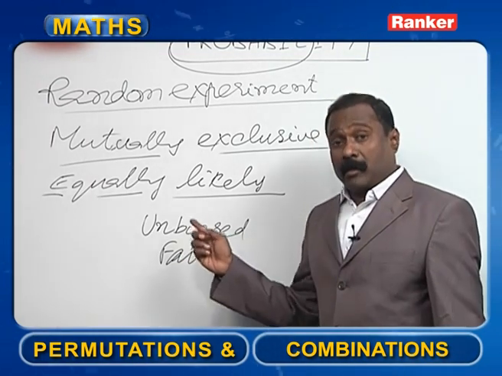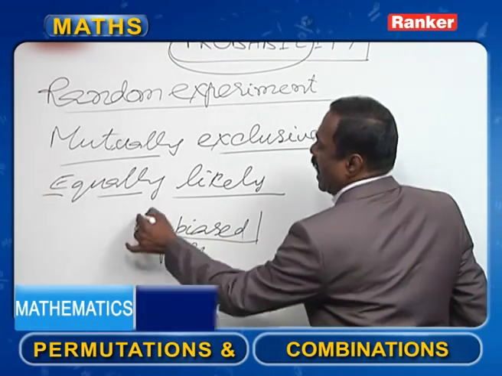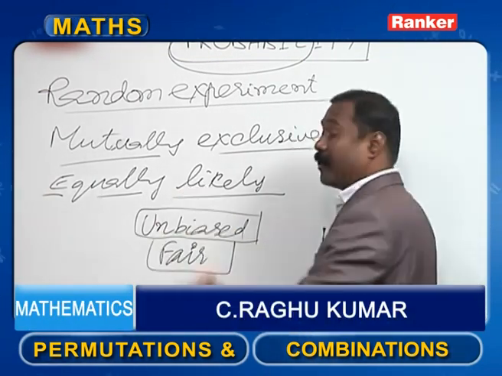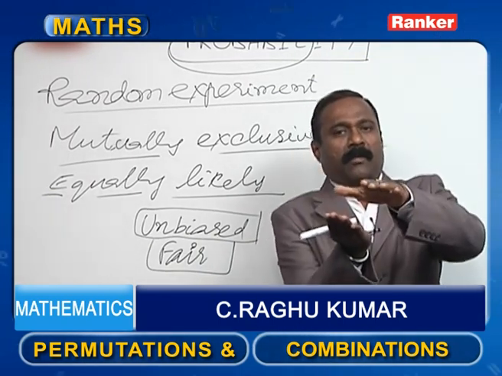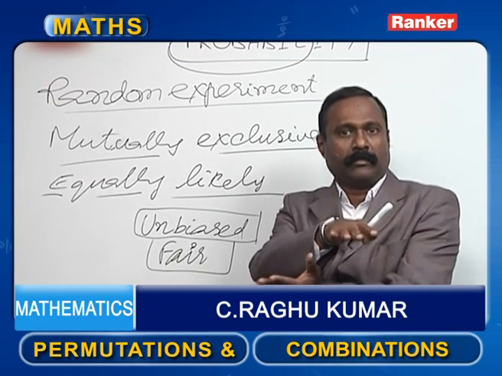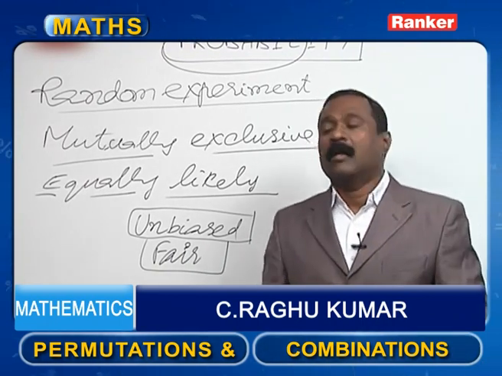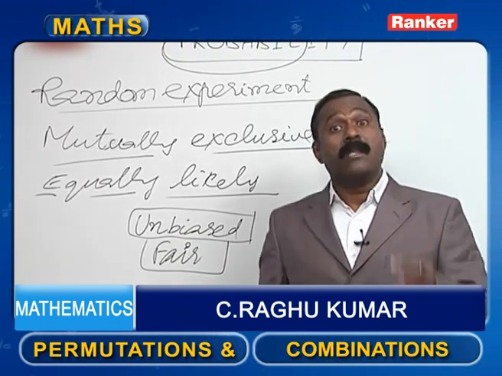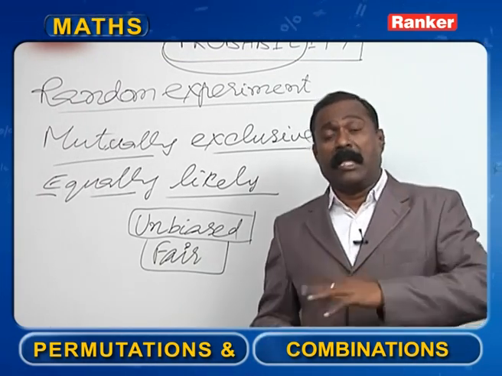You might have come across this type of terms. What does it mean by unbiased coin? Fair coin. Fair coin means if you take the coin, the surface on the top must be equal to the surface area in the down. That means the surface area on both the sides must be equal. Then it is said to be an unbiased coin.